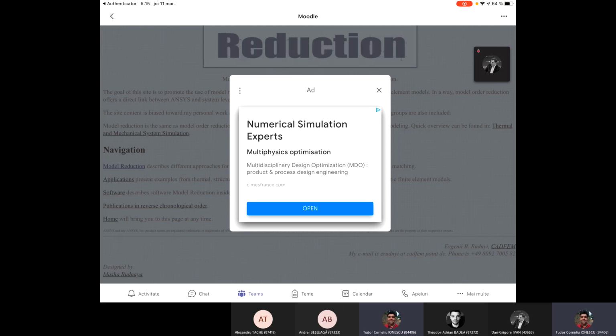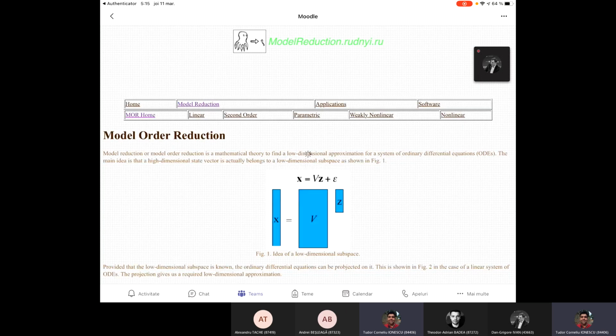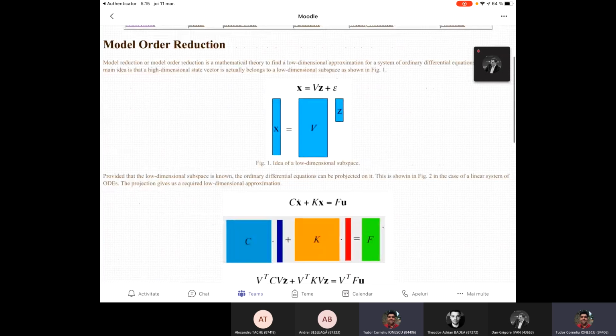For instance, we have here model reduction. I don't know what this is. See, this is how you perform model reduction. So here it's showing you exactly the paradigm I have just presented to you. The projection that you build, this is X, the original state, and Z is the reduced order state.